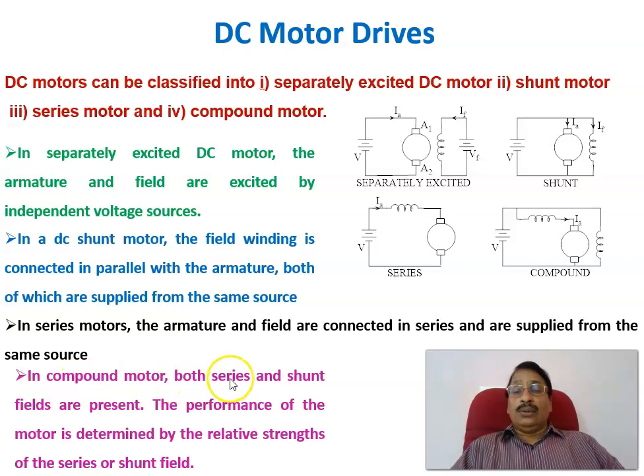In compound motor, there will be series as well as shunt winding. Therefore, both series and shunt fields are present. The performance of the motor is determined by the relative strength of the series and shunt field. Therefore, this is representing a compound motor in which there is a shunt winding as well as series field winding. Both are supplied from the same source.